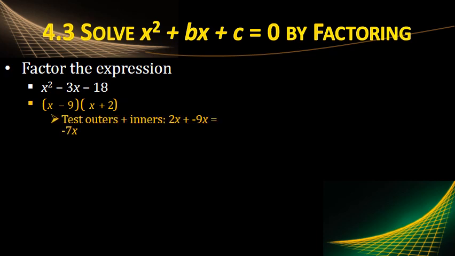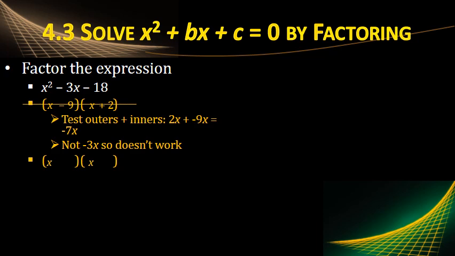So let's check. The outers, x times 2, and the inners, negative 9 times x, does that equal negative 7? And you check by seeing if that is the same as the middle term, negative 3x. It's not, so it doesn't work. So let's try something else.